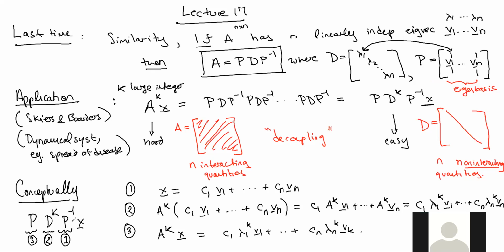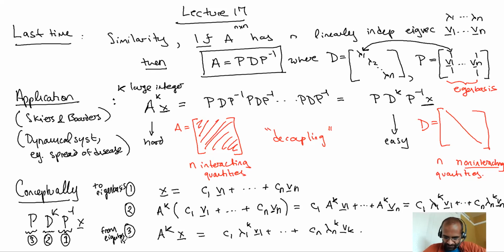Oh, I see. So P inverse changes to the eigenbasis, D to the k does stuff in the eigenbasis, and P changes back. Oh, okay. I see. Thank you. This is change to eigenbasis, and this is back from eigenbasis. Okay, that makes a lot of sense. Thank you. That's why you need both P and P inverse.